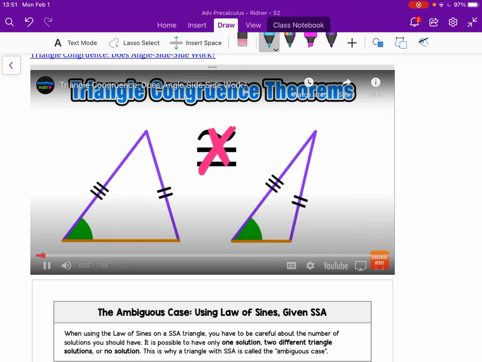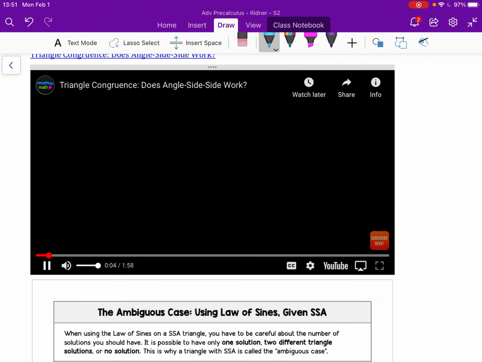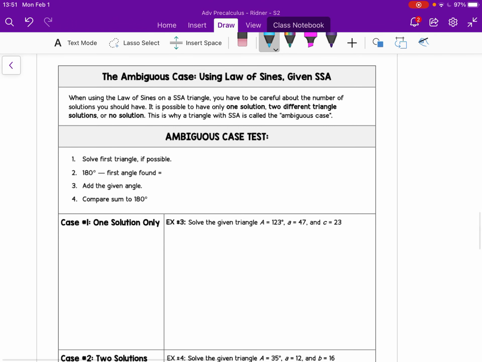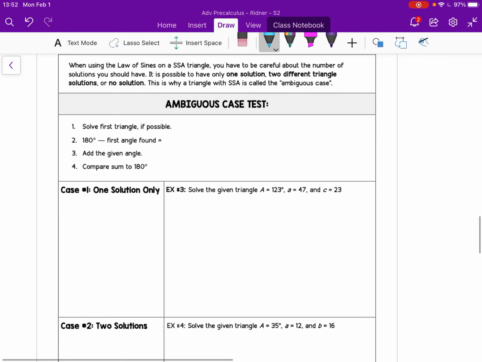So due to this, if I can get that to stop. Okay. So 2 triangles are possible. That's not the case every single time, but it is possible. So that's what we're going to start with.